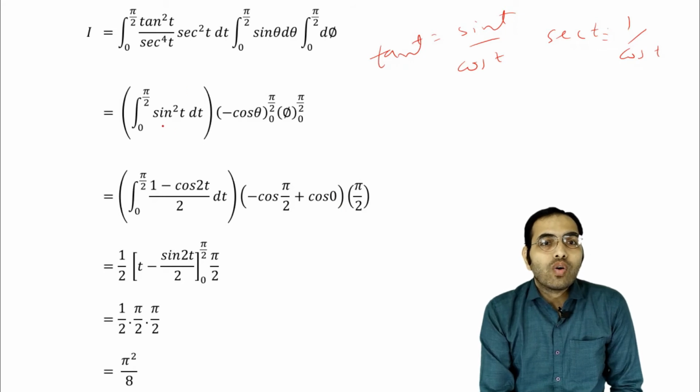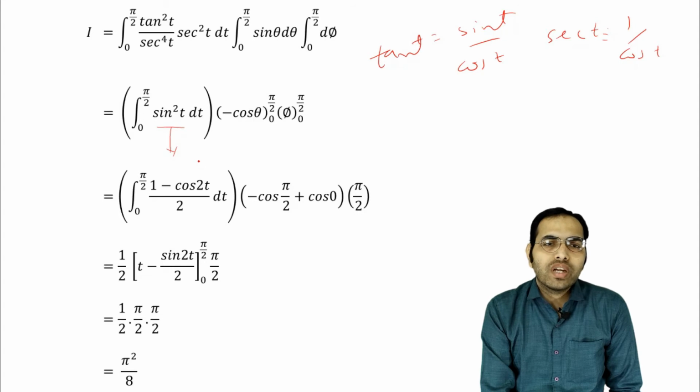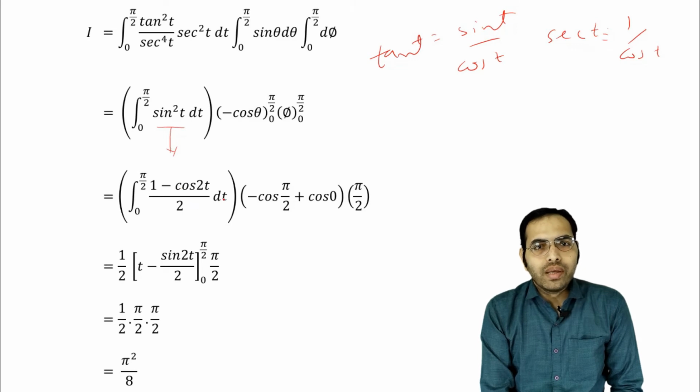And we cannot directly integrate sine square t. For that, apply the basic trigonometric formula: sine square theta equals 1 minus cos 2 theta by 2. Then here we can write it as integral 0 to pi by 2 of 1 minus cos 2t by 2 dt.